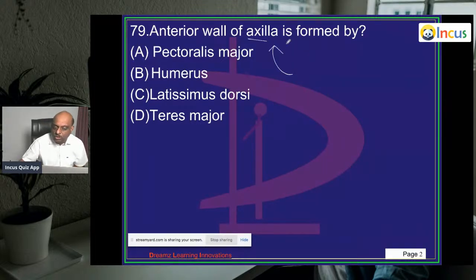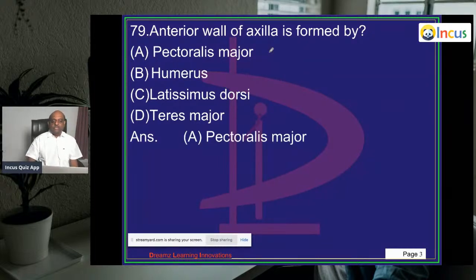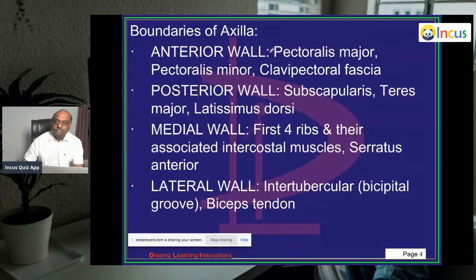Anterior wall of the axilla, how is it formed? It is formed by the pectoralis major, pectoralis minor, clavipectoral fascia, that is all the anterior wall of the axilla. Subscapularis, teres major, latissimus dorsi.